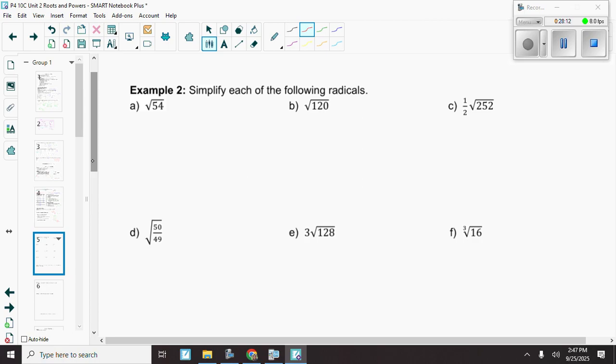So what we're interested in is the 9. I'm going to change my big multiplication X to a dot.